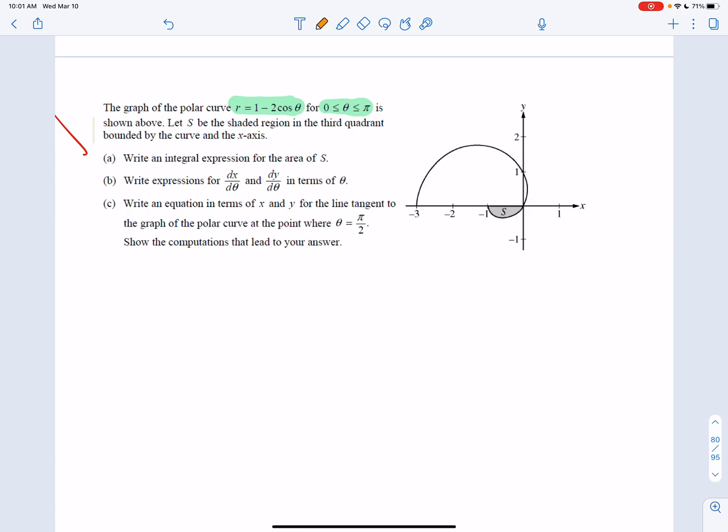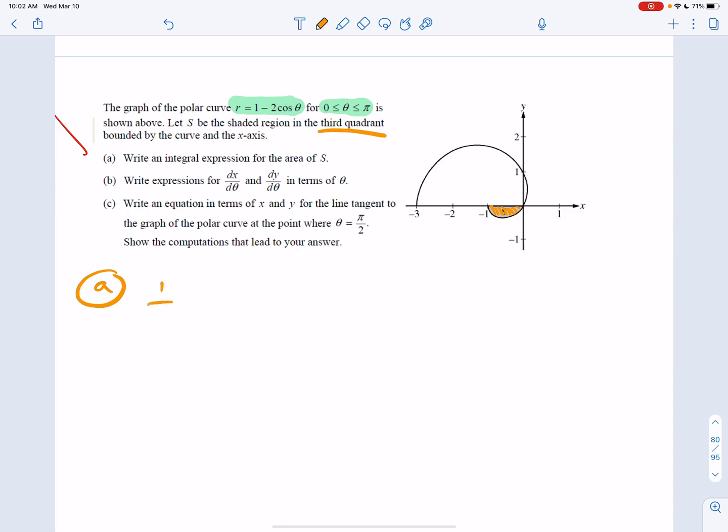Let S be the shaded region. So notice how S is definitely not the entire shaded part because it's missing this section over here, right? And notice how it says S is just the third quadrant, the little part right here, okay? So here we go, part A. Write an integral expression for the area of S.